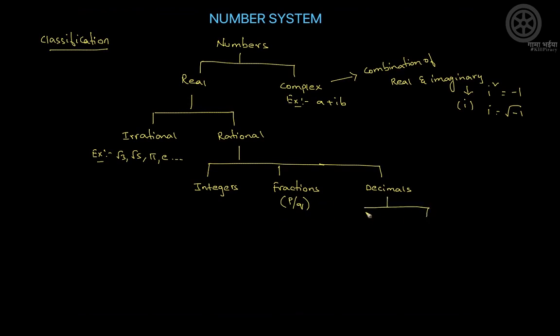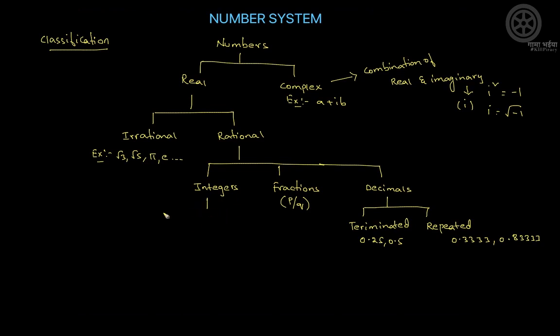Decimals. Again in decimals there will be terminated decimals and repeated or recurring decimals, right? Terminated decimals like 0.25, 0.5, these types of numbers are called terminated decimals. Repeated numbers like 0.33333 or 0.83333, these types of numbers are called repeated decimals. Okay, further we will see in detail. Don't worry about that.